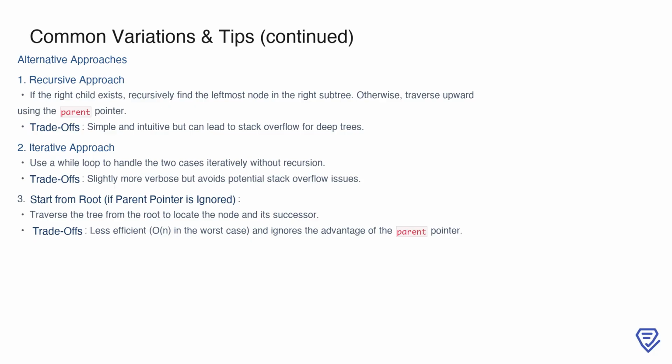Finally, if you were to ignore the parent pointer, you would need to start the traversal from the root node. While this is a valid approach, it's less efficient, with a worst-case time complexity of O(n), and it fails to leverage the unique advantage provided by the parent pointer. Each method has its place, but understanding their strengths and weaknesses is key to selecting the right one for a given problem.